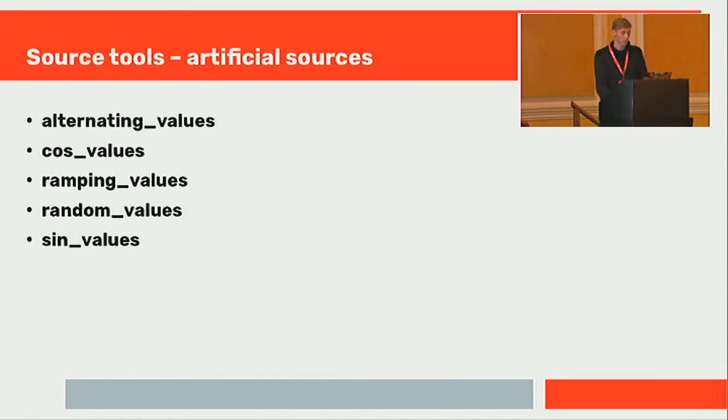We provide some artificial sources as part of the source tools. So alternating values is the same as writing led.blink, where it's constantly flashing. And you can also time how quickly these are iterated over by setting the source delay property. So you can slow down how quickly it's getting those values.